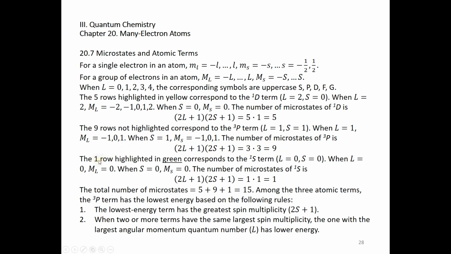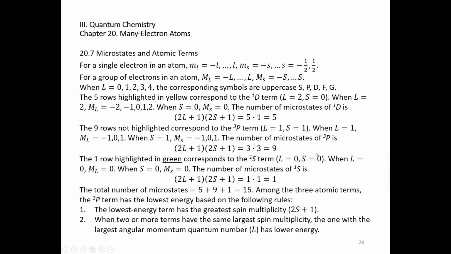Finally, there's one last row, because we have 15 microstates minus 5 minus 9. We have one last row highlighted in green. That corresponds to the 1S term. When you see S, that means L equals 0. When you see 1 here, S is 0. Unfortunately, we use the same English letter S for the symbol that corresponds to the angular momentum, and the same letter S for the spin quantum number. So that's a little confusing and very unfortunate, using the same letter for different meanings over here.